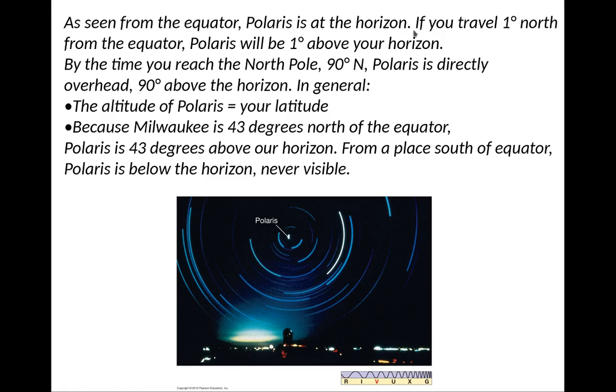If you're at the equator, Polaris is at the horizon, so you don't actually see it. If you go 1 degree north from the equator, Polaris will be 1 degree above the horizon. By the time you reach the North Pole, Polaris will be directly overhead, at zenith. So the altitude of Polaris tells you your latitude. For instance, if Milwaukee is 43 degrees north of the equator, Polaris will be 43 degrees above the horizon.